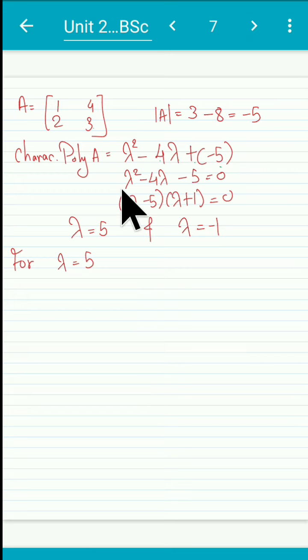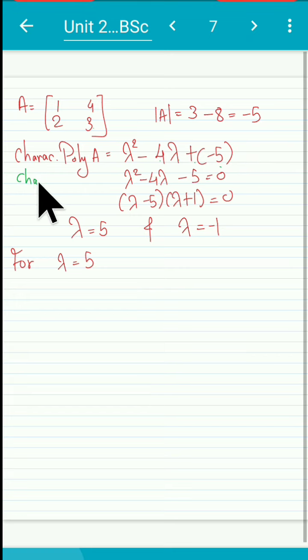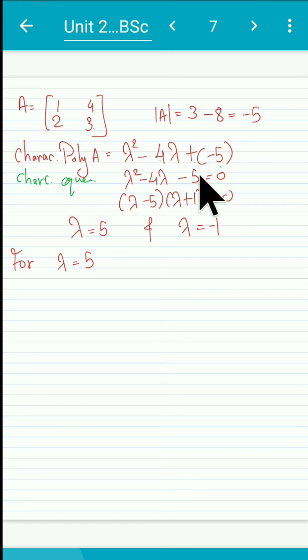Now over here it becomes a characteristic equation, correct, because it has an equation. So this is the characteristic equation. I just split it. So it is lambda minus 5, lambda plus 1 equal to 0, so lambda equal to 5 and lambda equal to minus 1 are my eigenvalues for this matrix. Okay. Now I want to find the eigenvectors.